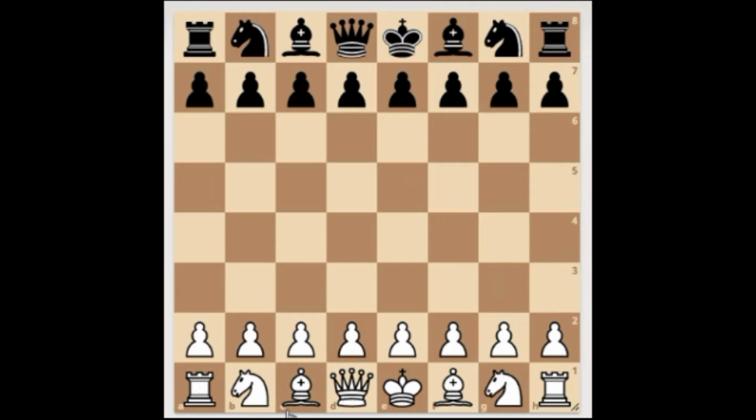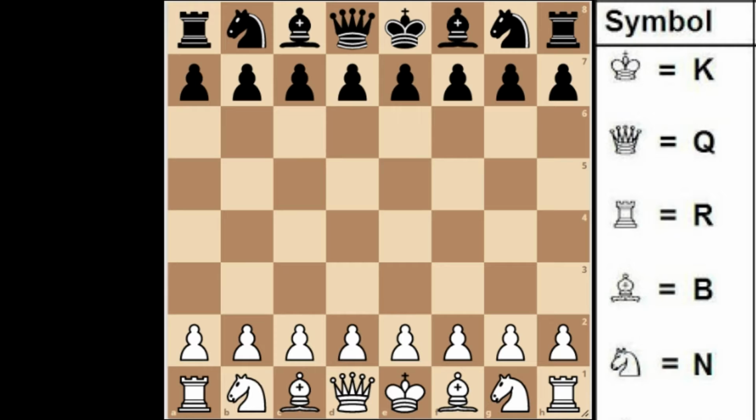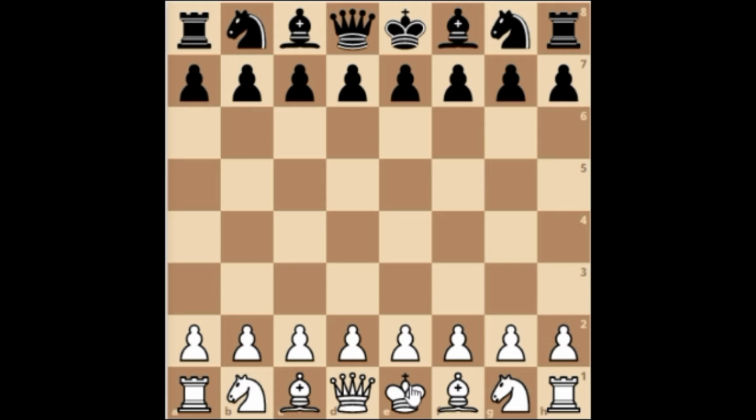Now, every chess piece is represented by a letter as shown on right side of screen. Note that they are represented by first letter of their name, except for knight which is represented by a letter N rather than K. But remember, the pawn doesn't require any letter to represent. We can directly mark its position by naming the square it is placed on. For example, by E4 we mean that move E2 pawn to E4.